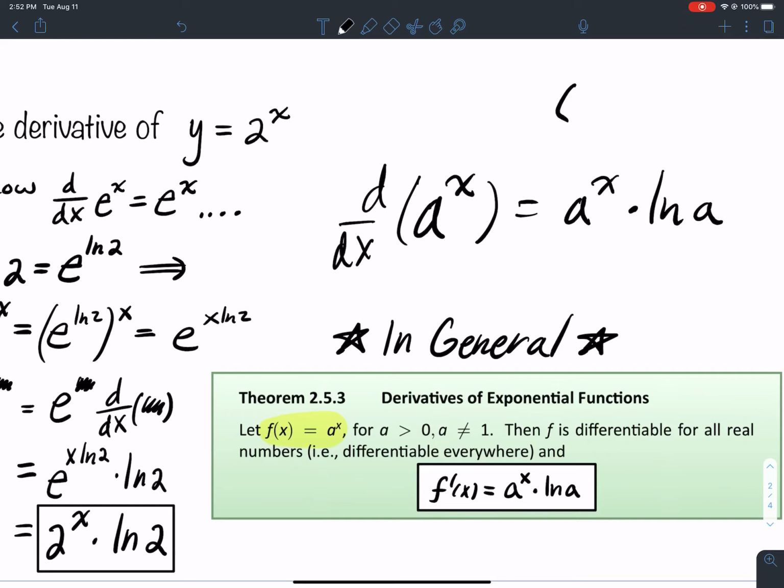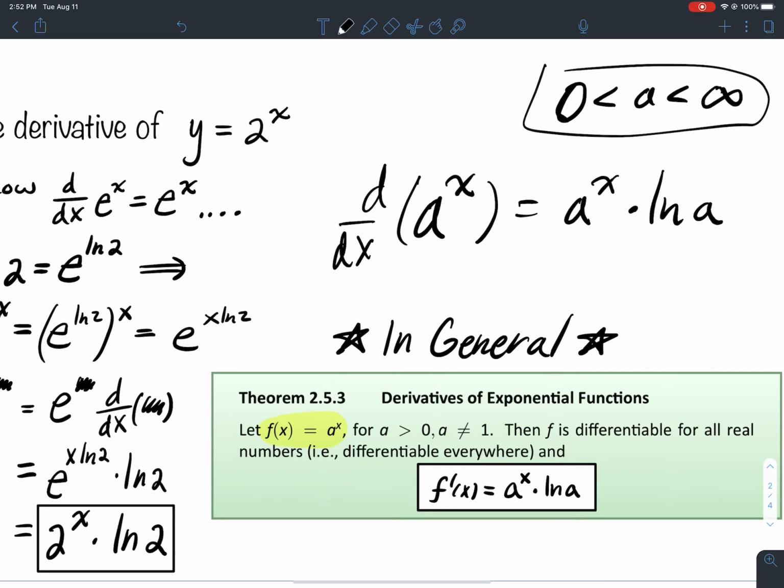Here a is any positive number, so a is between 0 and infinity. Okay? So any positive real number. So if a is a positive real number, that's what we mean by that little symbol right there, a positive real number. All right.